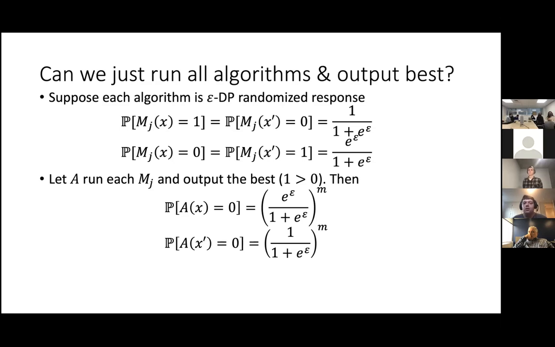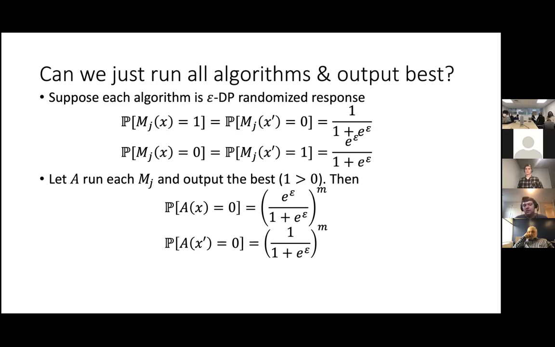So the probability that A outputs 0 is just the probability that M outputs 0, to the power of m. I guess when I'm saying this, the choice of uppercase M and lowercase m is not so clear, but I hope you can understand. And we can do the same calculation on the input X prime. Again, we take the probability that you output 0 and we raise it to the power of m. The only reason A would output 0 is if each of the little m runs outputted 0.